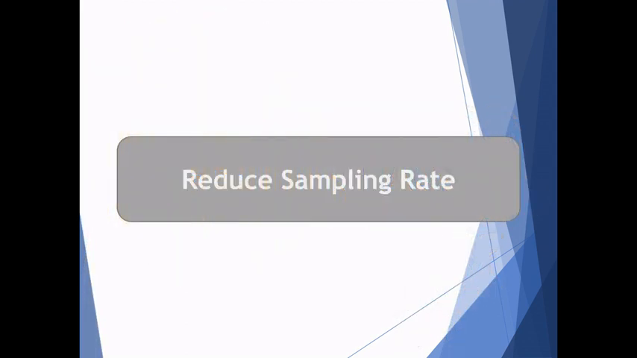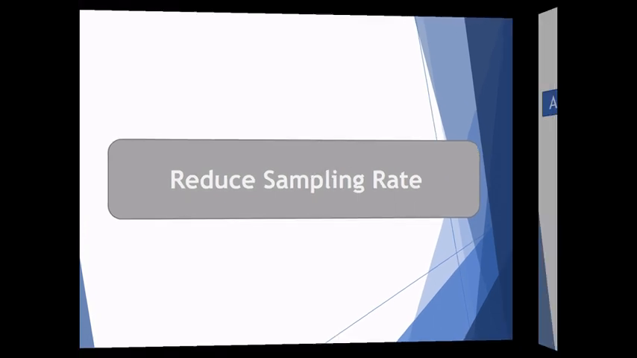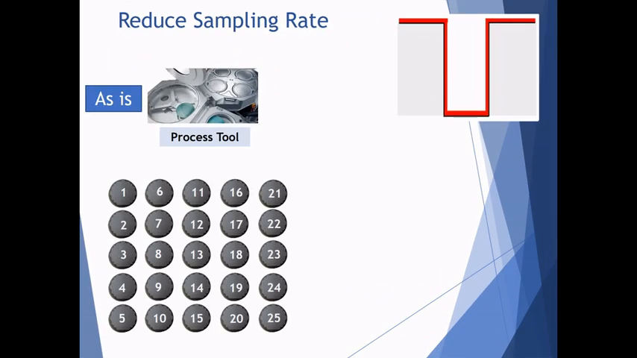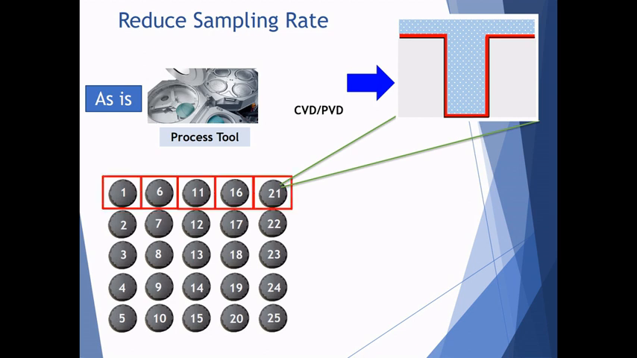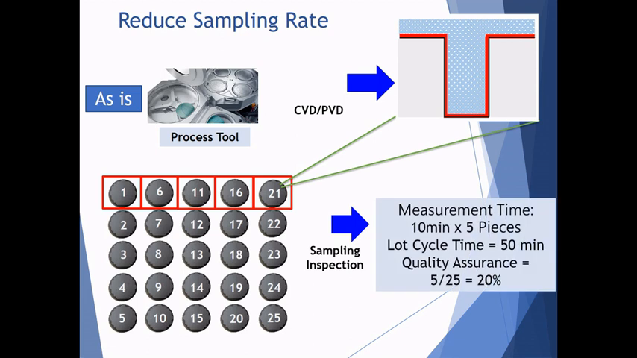Second, reduce sampling rate. For example, when the sampling rate is 20%, it means that in a lot of 25 pieces of wafer, 5 pieces of wafer will be sent to measure. We can't ensure the quality of the other 20 pieces of wafer in this case. Also, we can't reduce the sampling rate due to the concern of quality uncertainty.